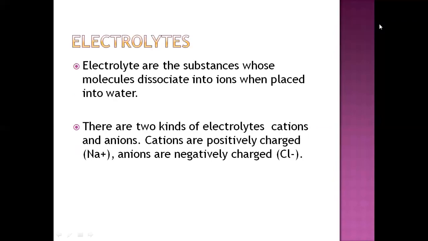Introduction of electrolytes. They are the substances whose molecules dissociate, divide into ions when they are placed into water. That means they travel in the body through water. There are two types of electrolytes, that are cations and anions. The ions which are positively charged are cations and negatively charged are anions.